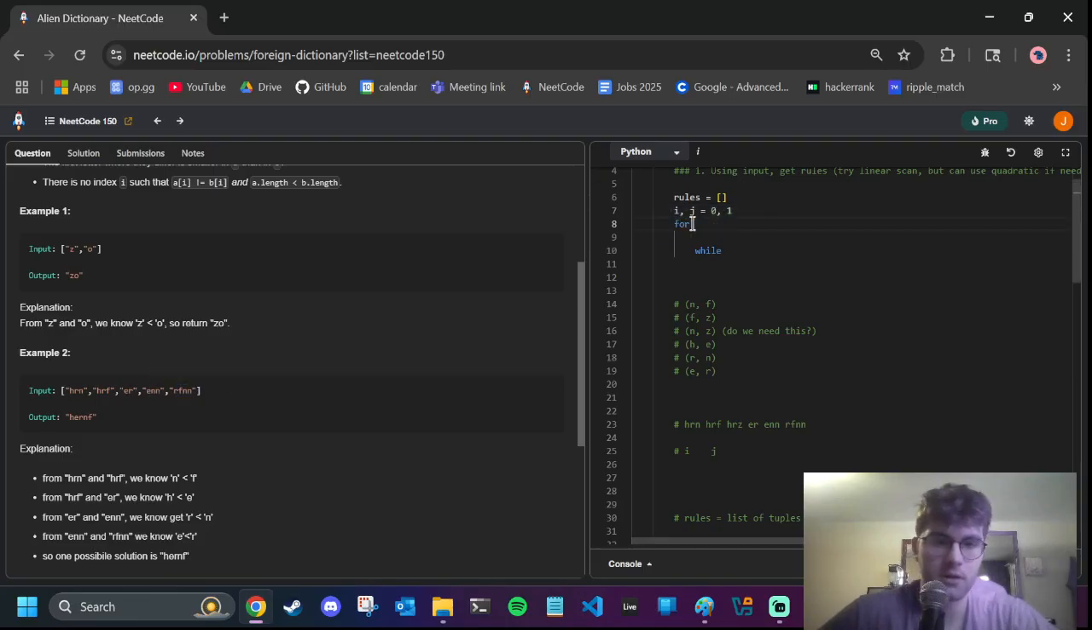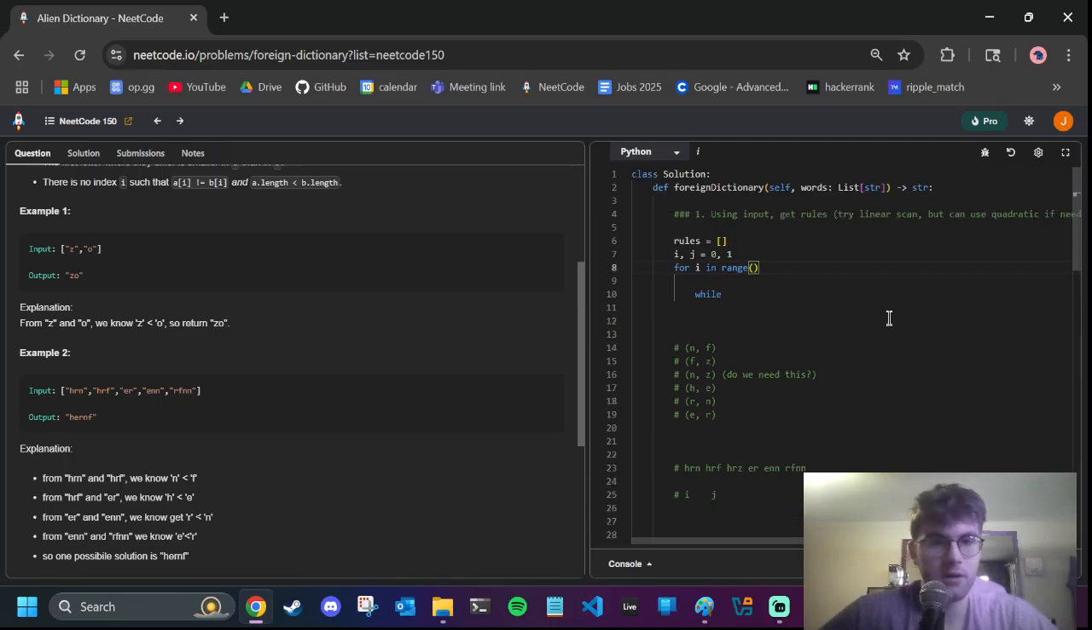So we could say, for i in range, we'll start at 0 and go up until length of words minus 1, because we want to go here. So in this case it's 5, so we do 0, 1, 2, 3. Yeah, because 4 is not inclusive. So we'll do this pair, this pair, this pair, and this pair. So we'll always compare i and i plus 1.